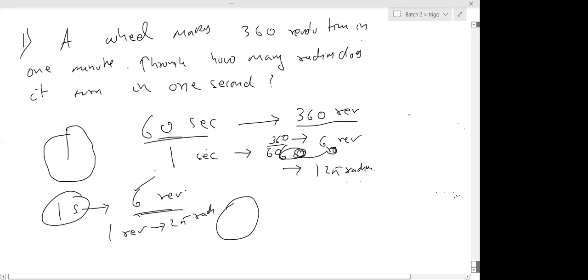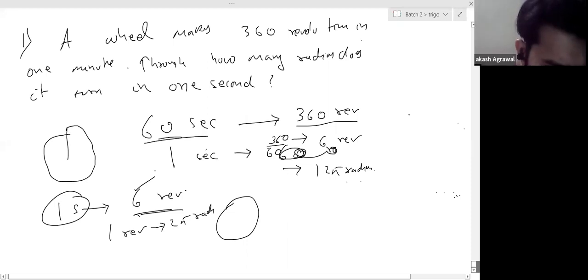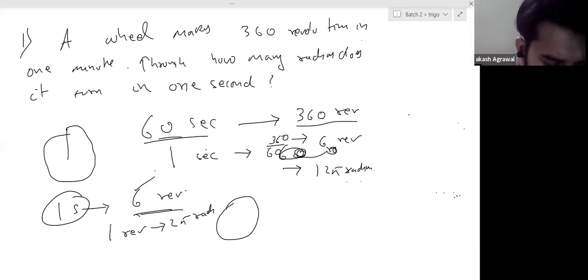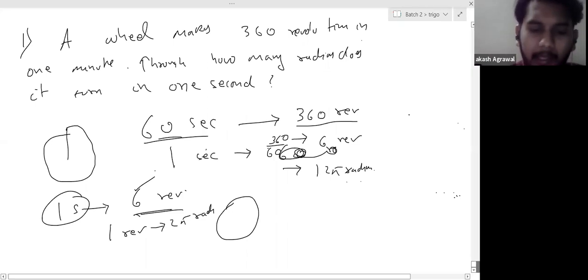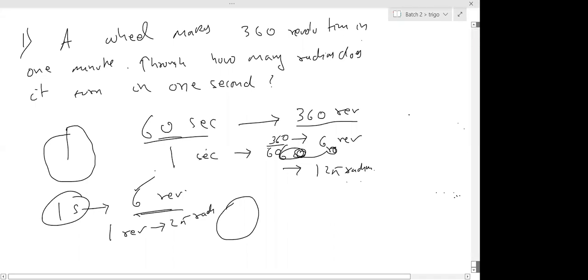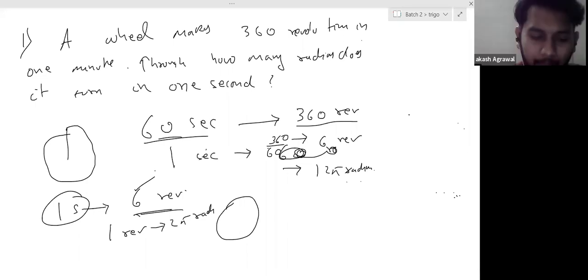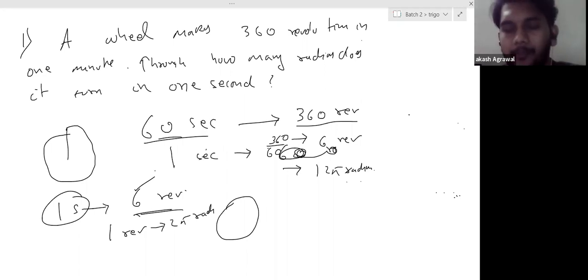Because in 1 second, you move 6 revolutions. So, sir, should we convert it? You should convert it or not. Was there any instruction to take the value of pi as this or that? No, no, sir. Okay, then leave it at pi. All right. Then you don't need to change. Next one.